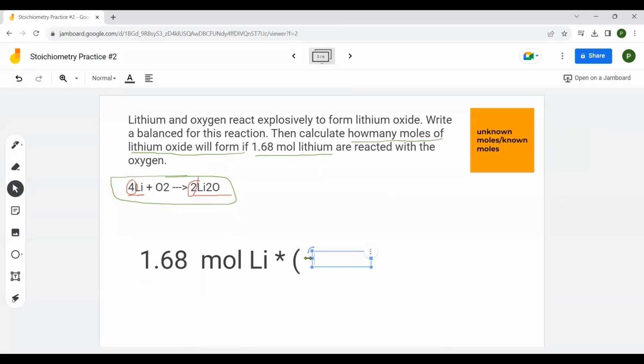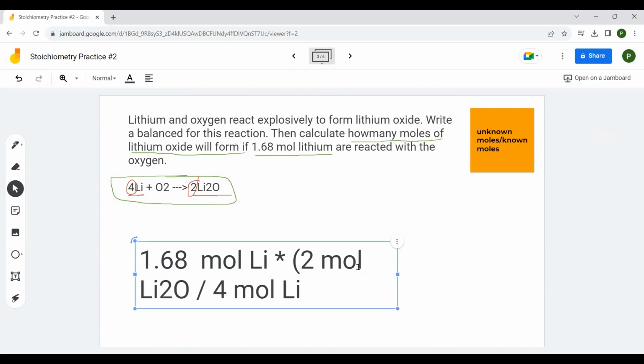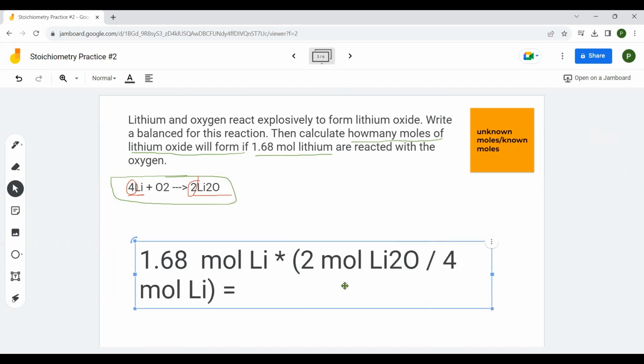So now I know what my numbers are. I can pop back down here. Again, lithium oxide is our unknown. That's going to go on top. So I can say 2 mole of lithium oxide, and on the bottom, I can say 4 mole of lithium. We're going to plug that in, chug it out on our calculator, and we should end up with 0.840 mole of lithium oxide.